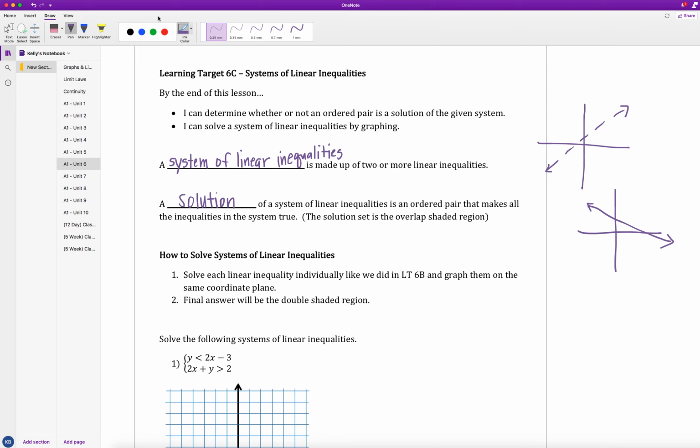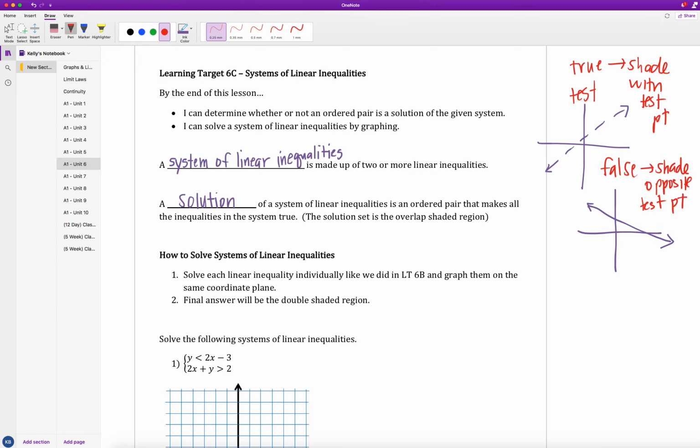From there, we picked a test point, and we used that test point to determine if we shade on one side or on the opposite side. And as a reminder, if the test point was true, then that means that we shade where the point is. So we shade with the test point. If the statement was false, then we would shade on the opposite side of the test point. So we said that that was shading opposite the test point.